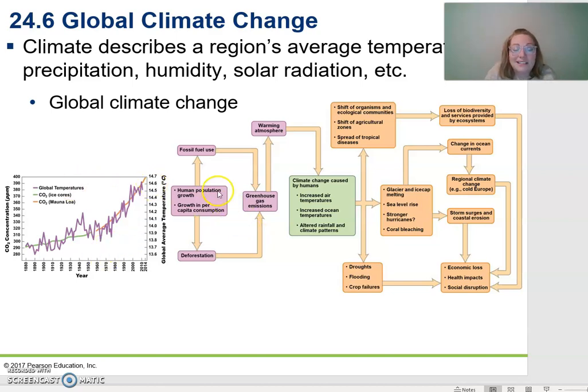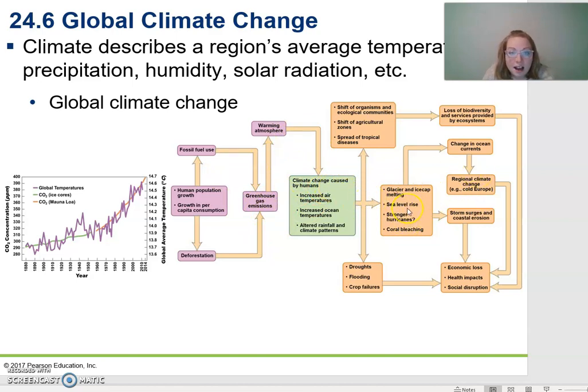Look, more greenhouse gas. But not only does it increase the temperature in most places, in some areas it's actually decreasing. But overall it's increasing. And you can see how as our population grows, as we consume more per person, we're increasing our fuel use, our deforestation, more greenhouse gases, our atmosphere warms.